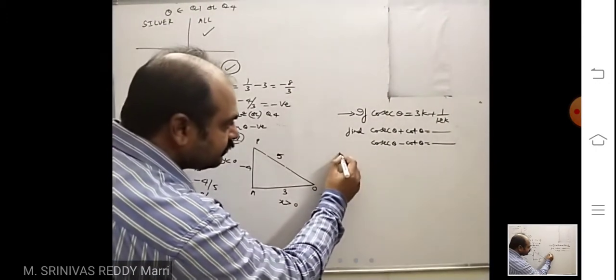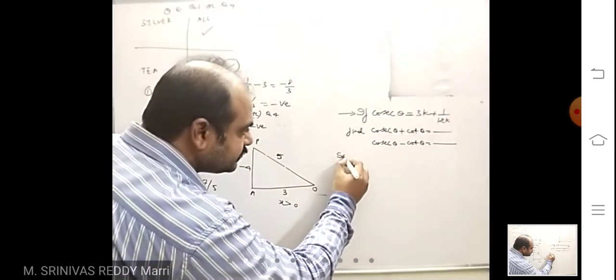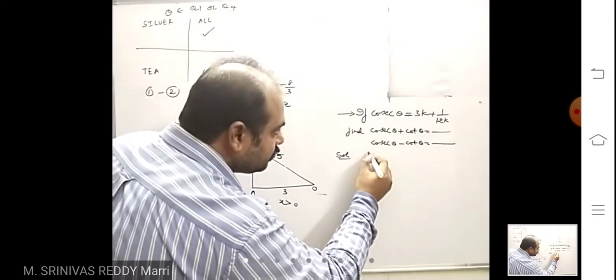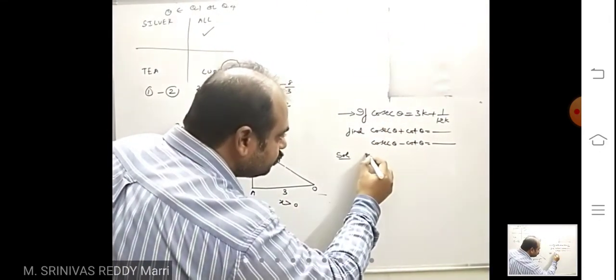Look at, some trick will be involved in this one. I will tell one trick. Look at, 2 you multiply with 2.